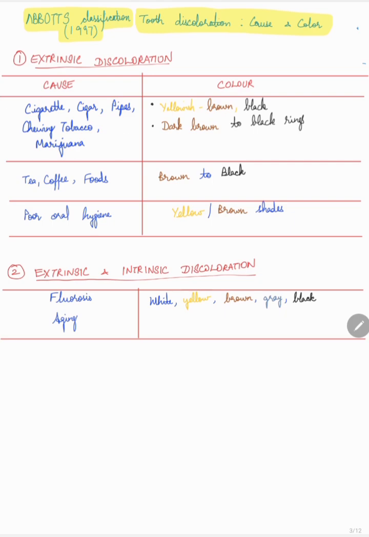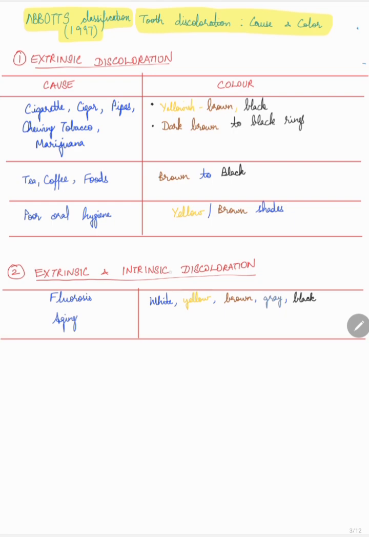These causes cause discoloration in the color of yellowish brown, black, or dark brown to black rings. So if these colors are noticed, it might be due to these causes, that is cigarette, cigar, pipes, tobacco chewing. So coming on to the next cause, tea, coffee or other food related extrinsic discoloration. It causes brown to black stains, and due to poor oral hygiene, yellow or brown shades of discoloration may be seen.